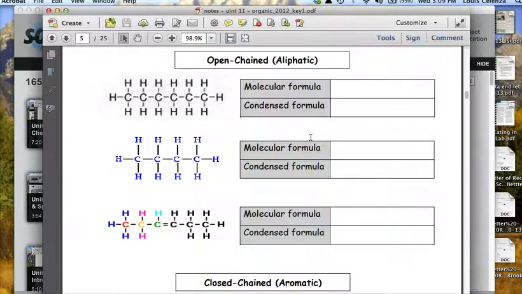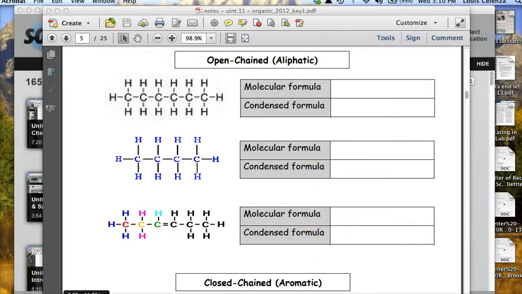Alright, so let's continue. This is lesson number 2, Unit 11. And we had just talked about hydrocarbons, and we said that hydrocarbons can be broken down into saturated and unsaturated. They can also be broken down into two other categories, which are called open-chained or aliphatic, or closed-chained or aromatic.